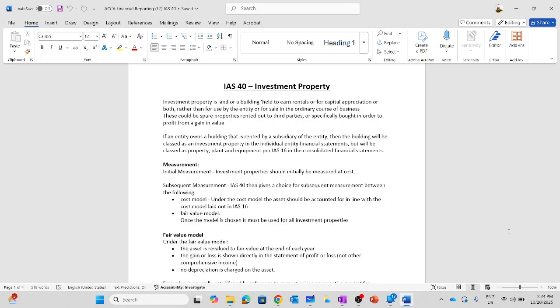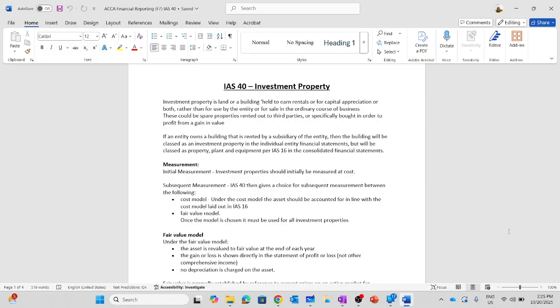But when we are going to prepare the individual entity accounts, the parent and the subsidiary, we are going to show it as investment property. Whilst in the consolidated financial statements of the group, we are going to show it as per IAS 16, property, plant, and equipment. So we need to note this. And also, when we are going to do our consolidation, we can look at it further.